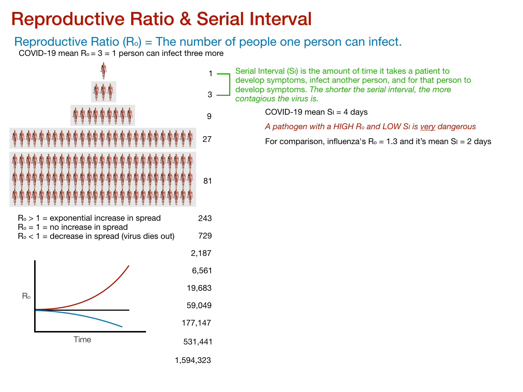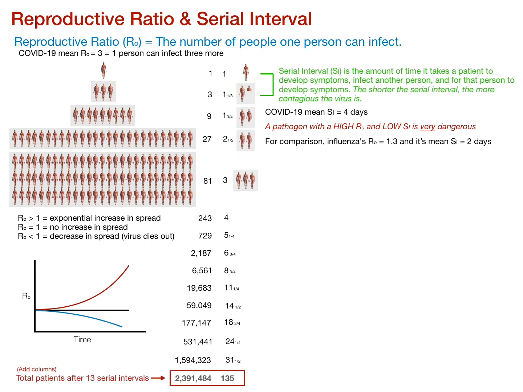For comparison, again, let's refer to influenza. Influenza's reproductive ratio is about 1.3, and its mean serial interval is 2 days. So that means it takes only 2 days for one person who has influenza to infect another and for them to show symptoms. So it has a very low serial interval, but its reproductive ratio is also low.